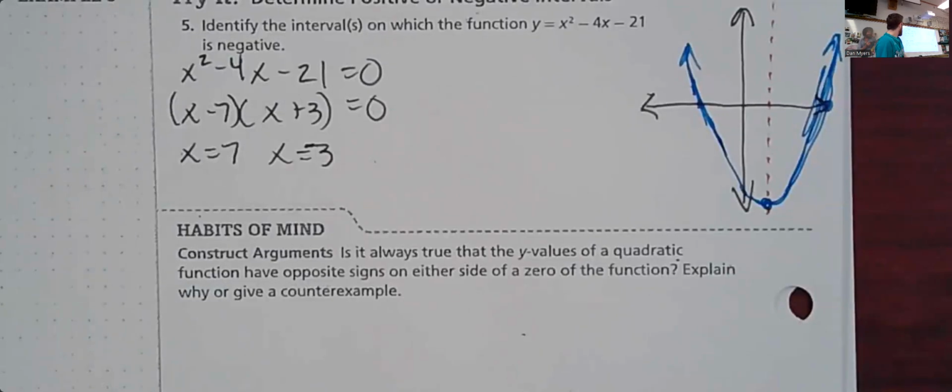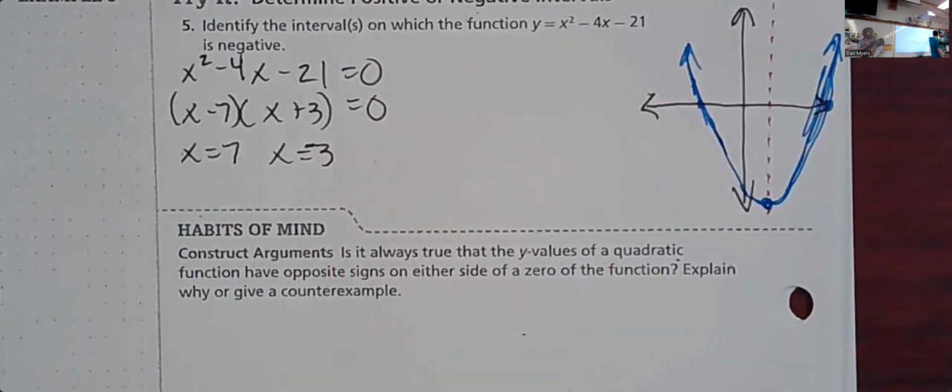Because what it's asking us is, on which intervals is it negative? Where are the y values negative? No, this is positive y values. Is it negative yet? Yeah. Is it still negative? Yeah. Still negative? No. So on what intervals, between what two numbers on the graph, x value wise, are the y values negative? Between -3 and +7.